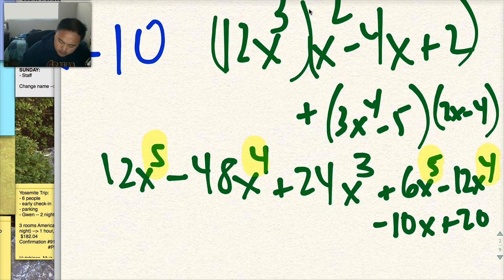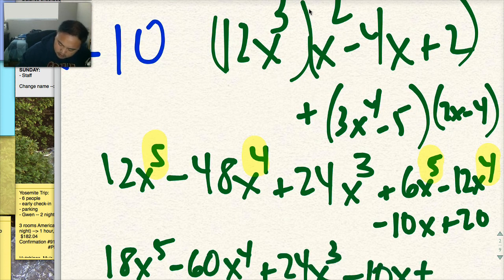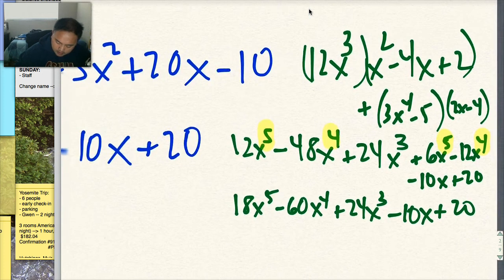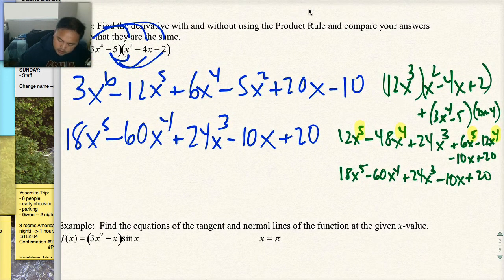If I combine the x to the fifth, I'm going to get 18x to the fifth. If I combine the x to the fourth, I get minus 60x to the fourth. I get plus 24x to the third. I get minus 10x, and I get a plus 20. If I look back at my original problem that I did without the product rule, you'll notice that they're exactly the same answer. So this is just a proof that the product rule works.